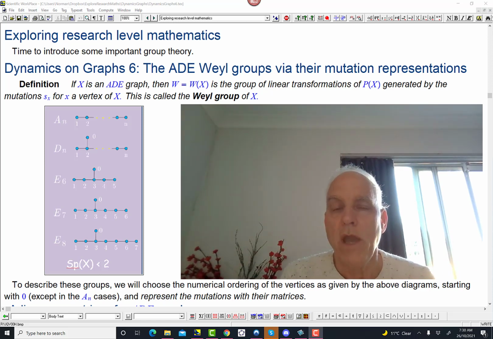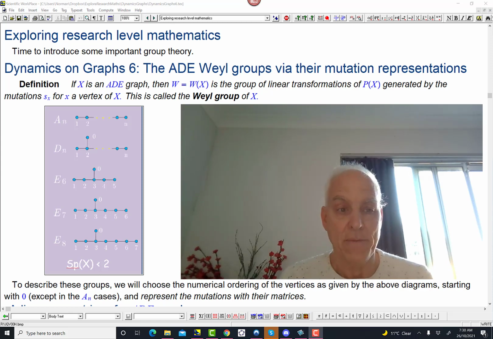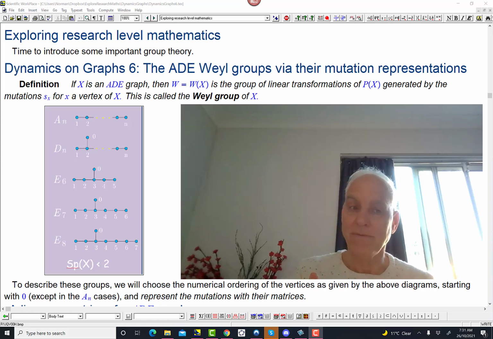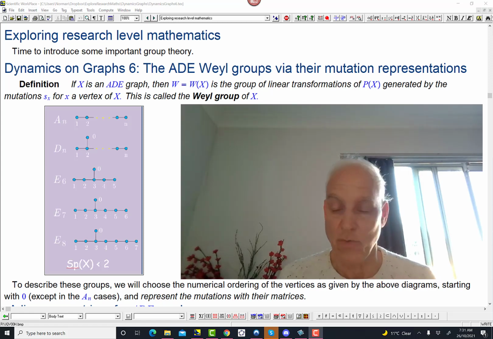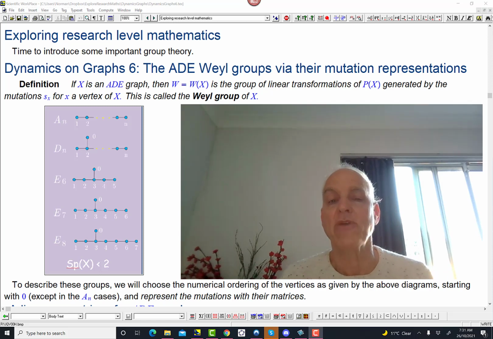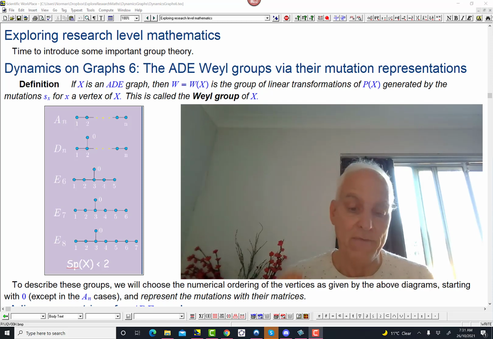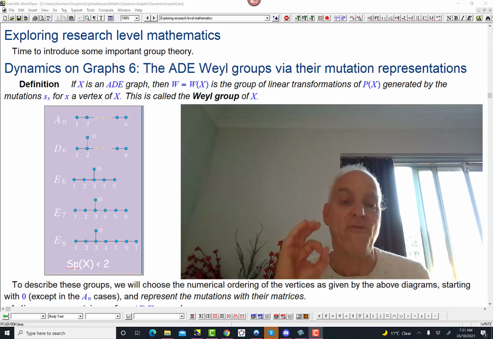And we are looking at these mutations that we've defined as being transformations of this population space that are naturally linear. And they are typically invertible because S of x squared is the identity. And so that means that when we take products of these things, we stay within the invertible transformations family, and we generate what's called a group of transformations. And for the ADE graphs, we say this is the Weyl group of X. And for these graphs, these turn out to be finite groups.